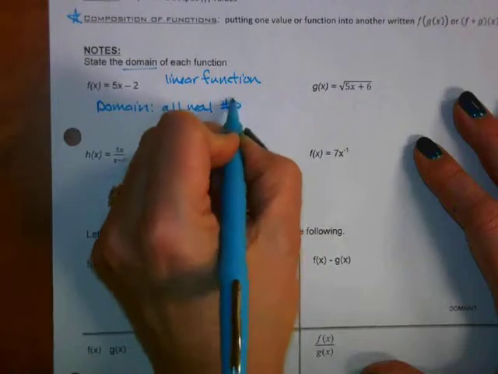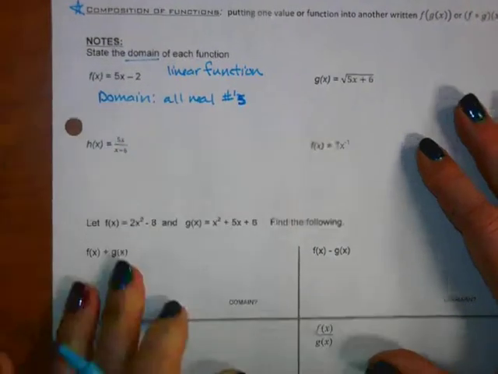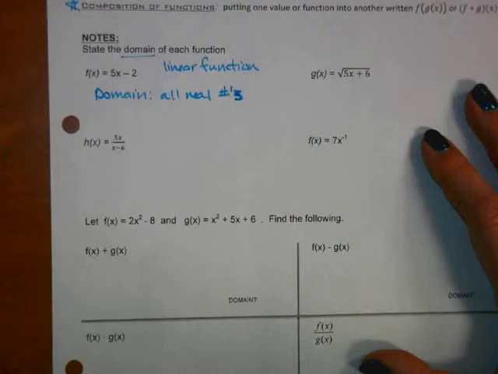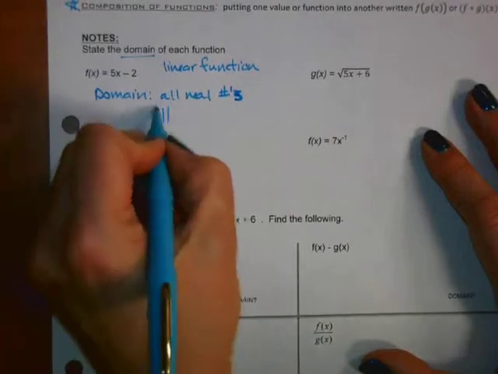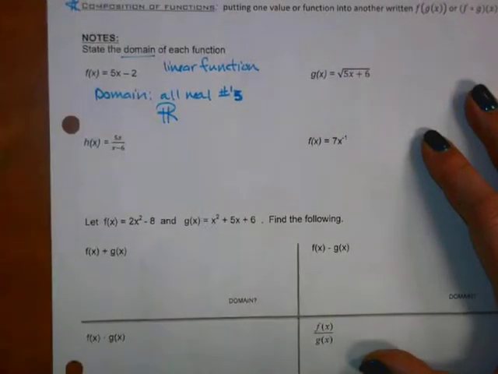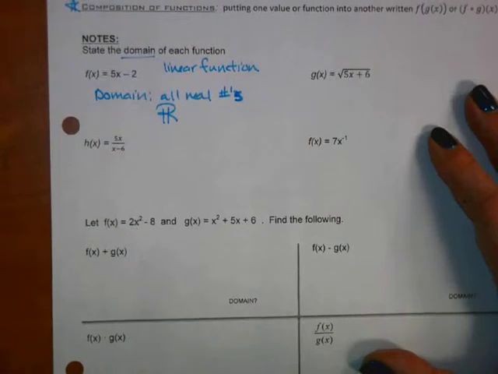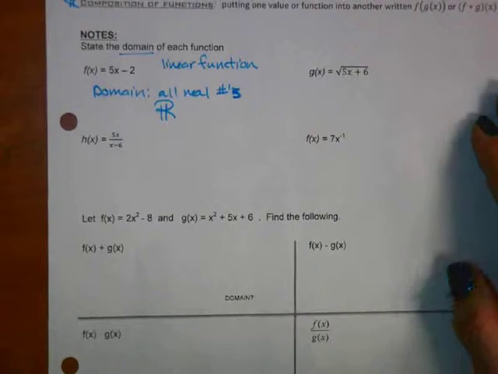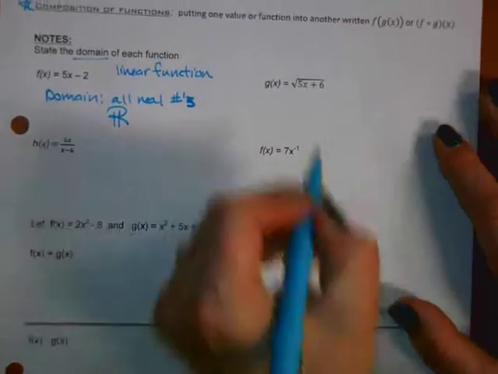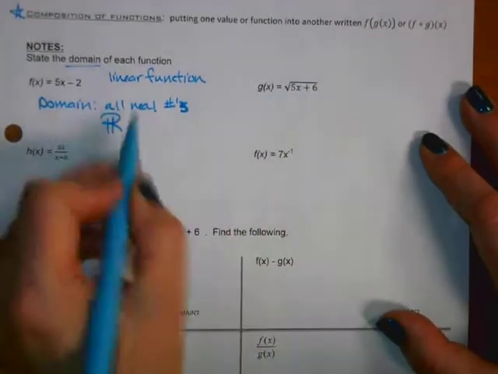All real numbers. Does anybody know the symbol for real numbers? You've seen it, I believe, haven't you? It's like the paragraph symbol with an R. That's the symbol for all real numbers. Now, here, x can be anything.